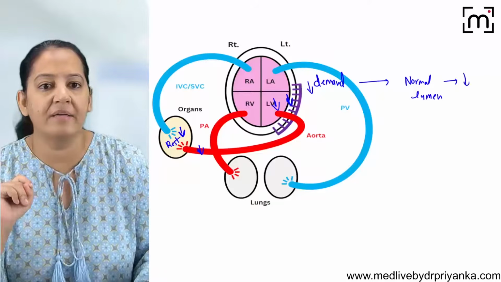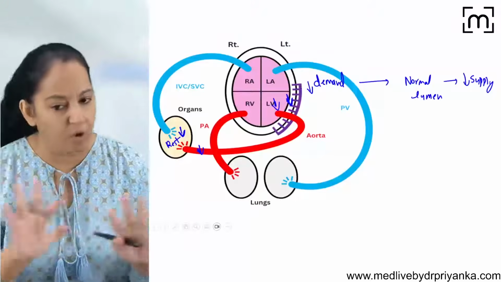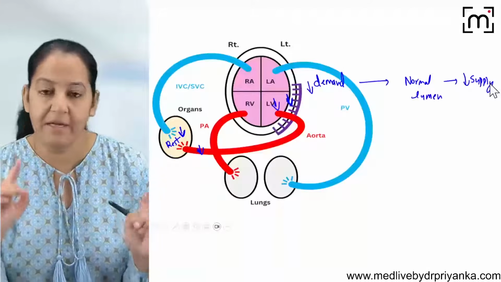So less demand, to fulfill the less demand, we need less supply, which is fulfilled by the normal lumen of the coronary artery. We don't have to dilate it. So this is a scenario.